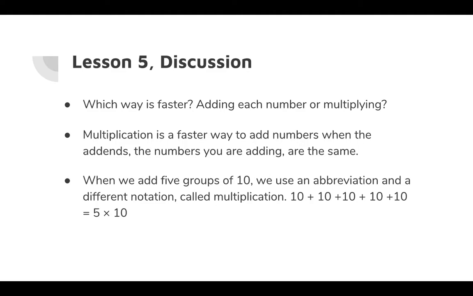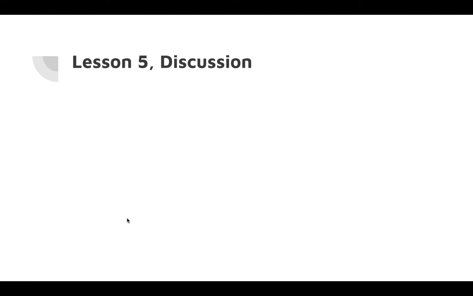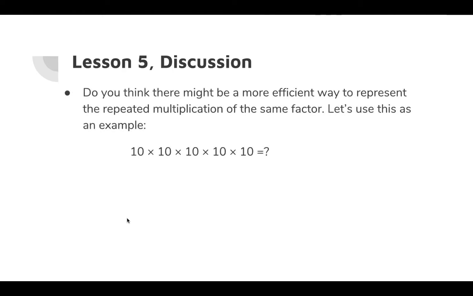Multiplication is the faster way to add numbers when the addends, or the numbers you are adding, are the same. When you add 5 groups of 10, we use an abbreviation and a different notation called multiplication, right? So instead of 10 plus 10 plus 10 plus 10 plus 10, we say 5 times 10. Do you think there might be a more efficient way to represent the repeated multiplication of the same factor?